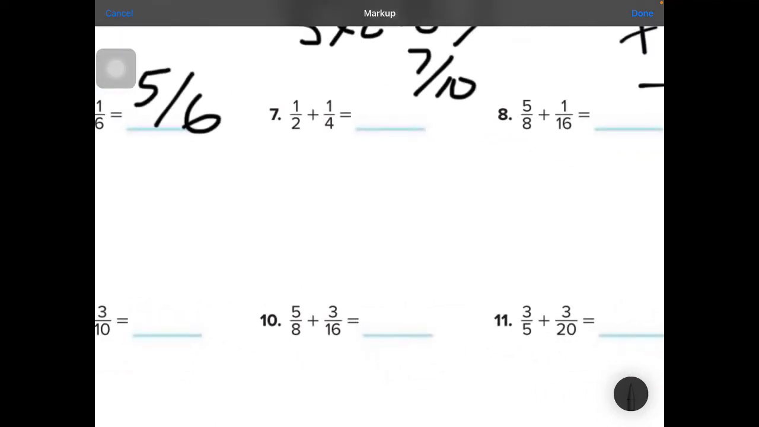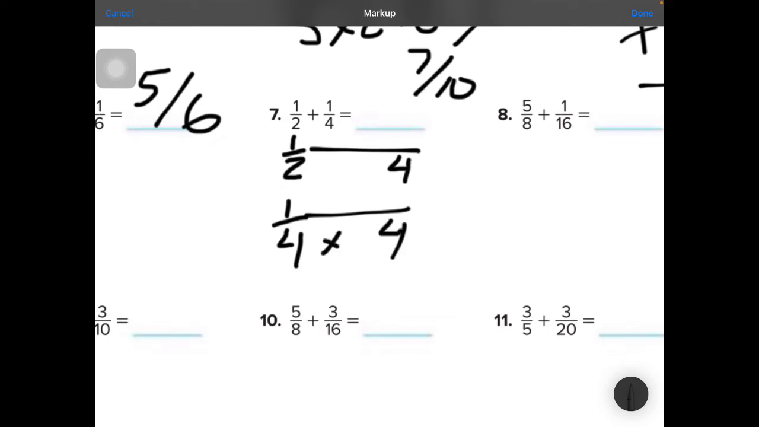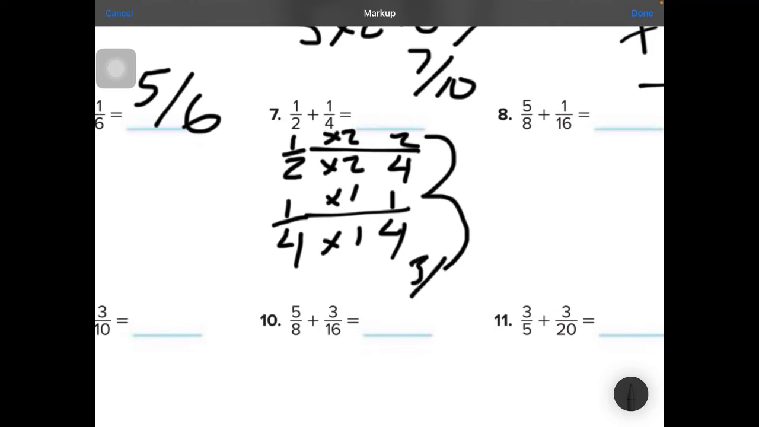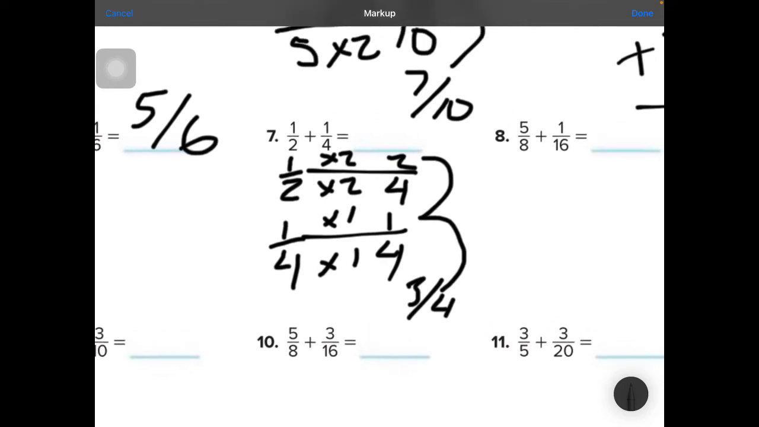Okay, number 7. 1/2, 1/4. Draw the line out. 4 would be a great common denominator for both of them. 4 will go into 4 one time, times by 1. 2 will go into 4 2 times. 1 times 2 is 2. 2 plus 1 is 3/4.